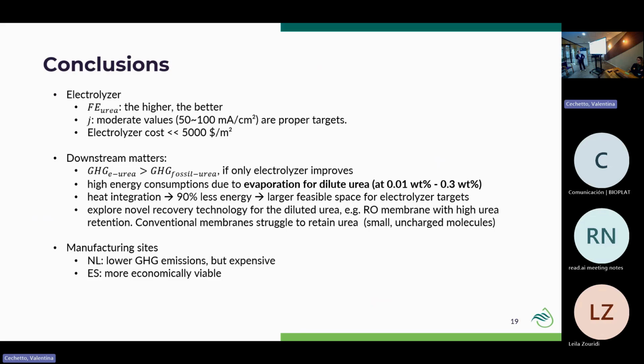So back to our conclusion: what are the targets for the electrolyzer? Of course, the Faraday efficiency is for the yield of urea, so the higher the better. But for the current density, there's a proper window for the operation.